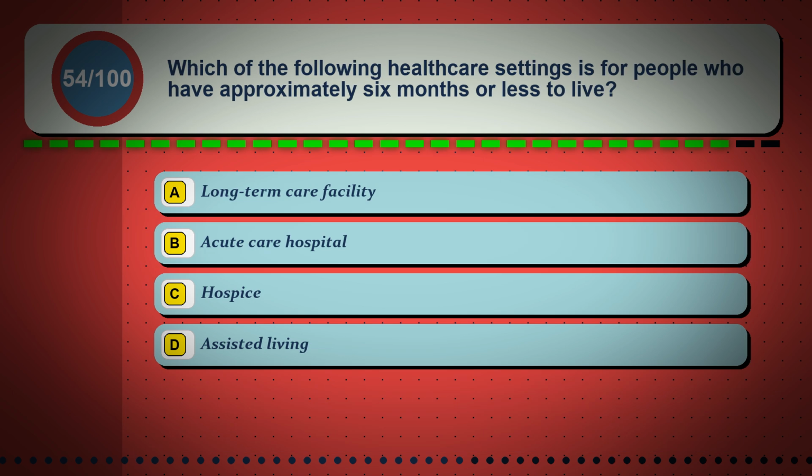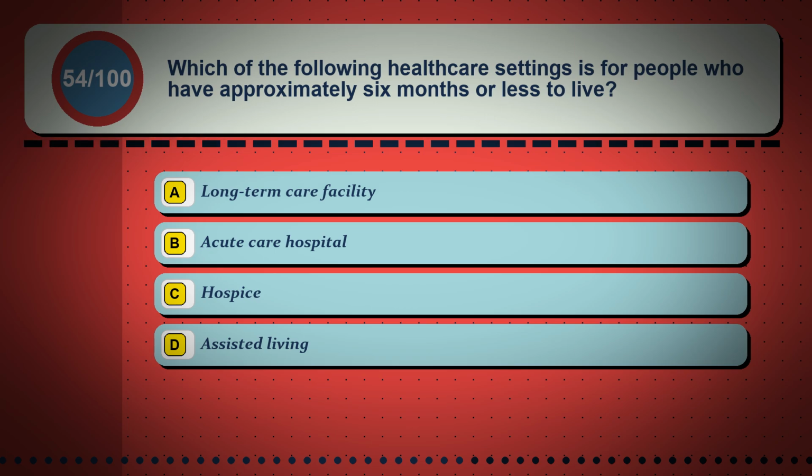Question 54. Which of the following healthcare settings is for people who have approximately 6 months or less to live? Option A. Long-term care facility. Option B. Acute care hospital. Option C. Hospice. Option D. Assisted living.